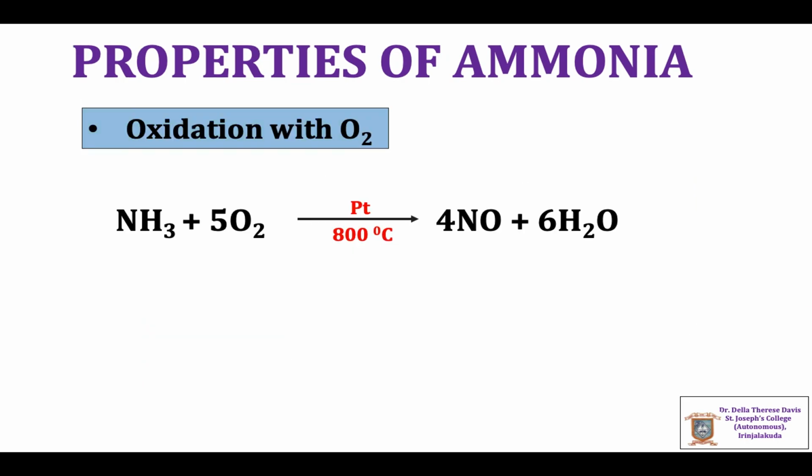Ammonia reacts with oxygen to give nitric oxide. This is an oxidation reaction. In ammonia, the oxidation state of nitrogen is -3. It changes to +2 in the nitric oxide.